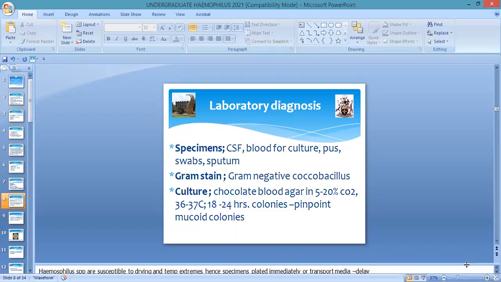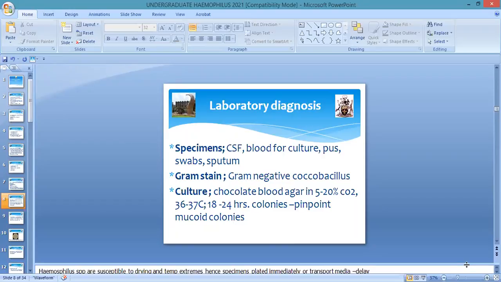The first procedure is usually to gram stain the specimen. Here you'd be interested in looking at gram-negative coccobacilli in your specimen. Since this is not definitive, you may need to progress to culture. In culture, we use chocolate blood agar because this is what is going to give you the X and V factors we talked about. That is usually expressed in chocolate blood agar.